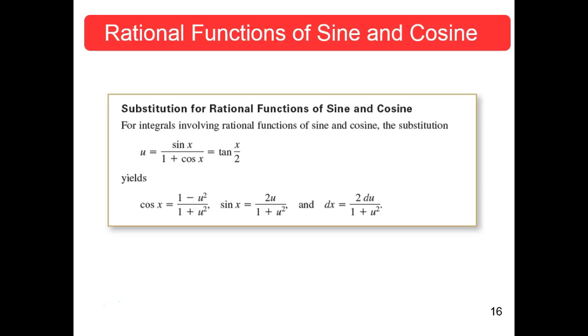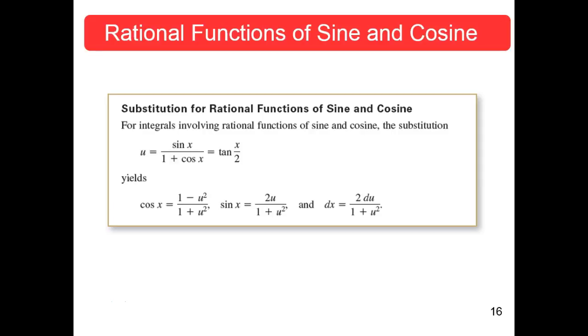So here's their little block here. I don't know what to call it. Substitute for rational functions of sine and cosine. For integrals involving rational functions of sine and cosine, the substitution u is equal to tangent of x over 2. Right. Okay, sure. I remember that one. Okay. Wow. I'm pretty sure they're true, but wow. That's a real stretch. Okay?